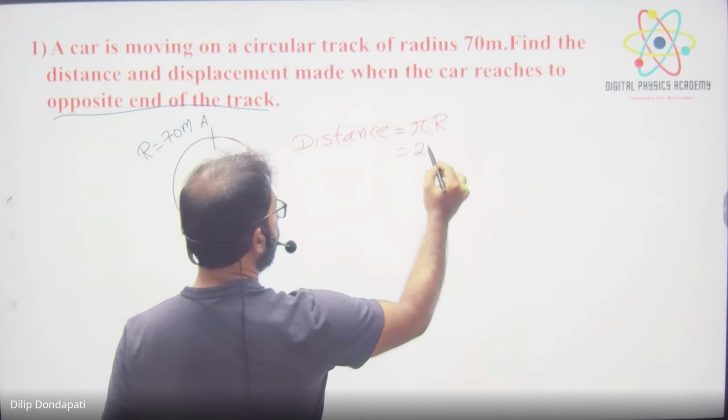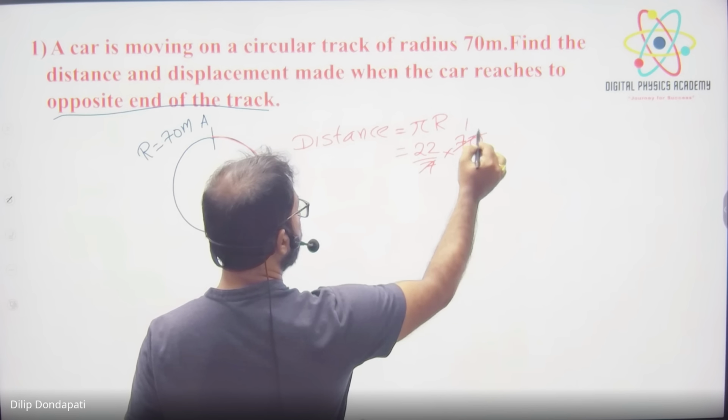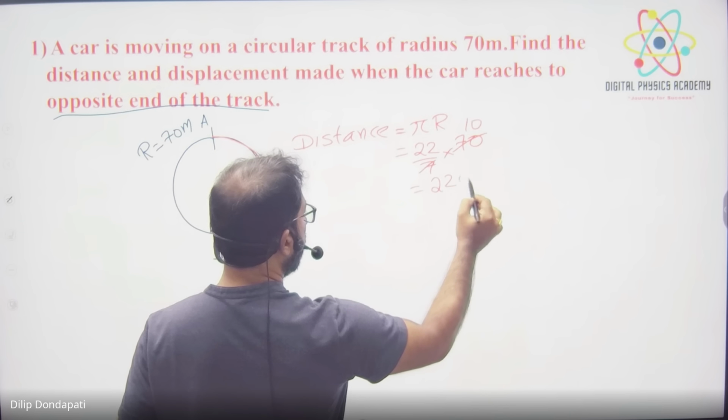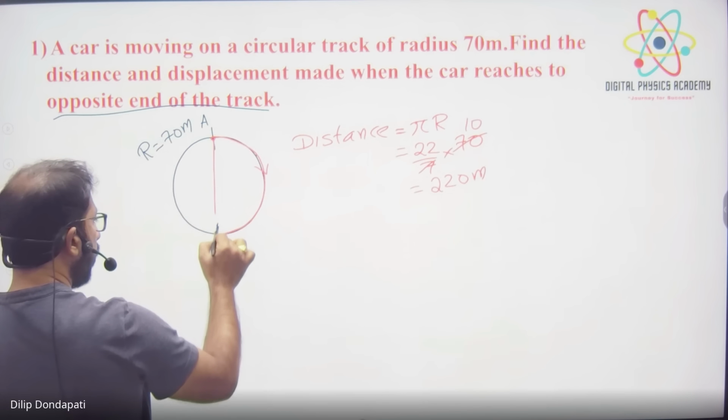So 22 by 7 into r, r is 70. So how much is it? 220 meters is the distance. And displacement is the shortest distance from initial position to final position. This is the diameter, right? Diameter is 140.